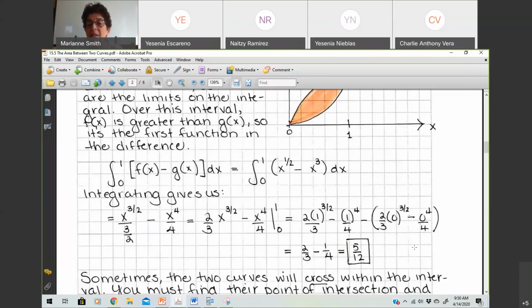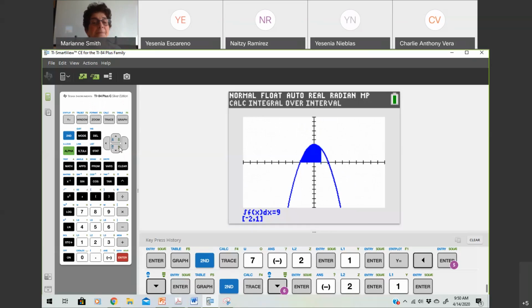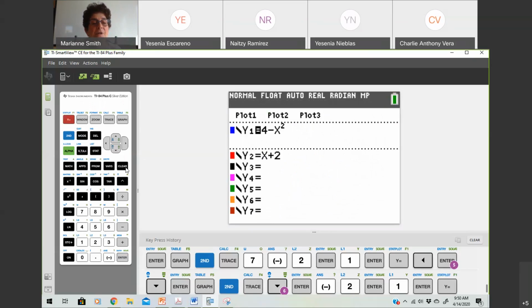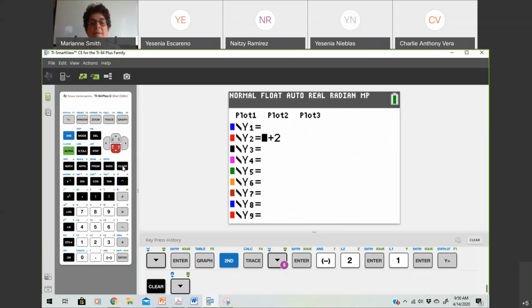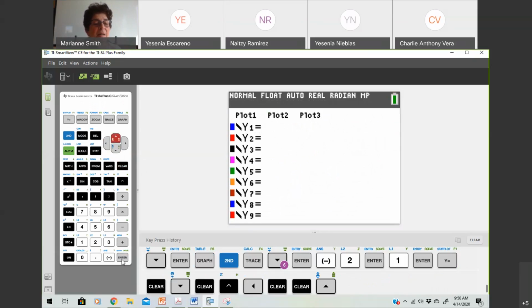Let's see if we can get that value by approximating it on the calculator. I'm going to go back here. The answer from calculus is 5/12. So I'm going to go over here and put in my two curves. The first curve I'm going to put in, I want to make sure both of these are set up. So I have x to the 1/2.